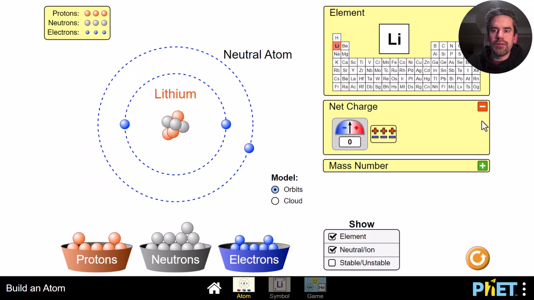So here is the lithium atom. In our example on the handout, they had 4 neutrons. Doesn't matter though. You can see that there's 3 protons and 3 electrons, and the net charge is 0. You're going to be using this applet later on too.